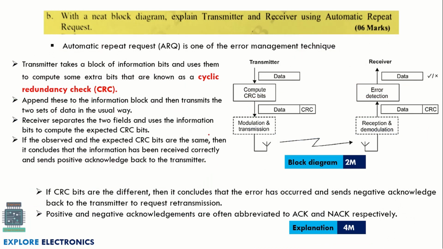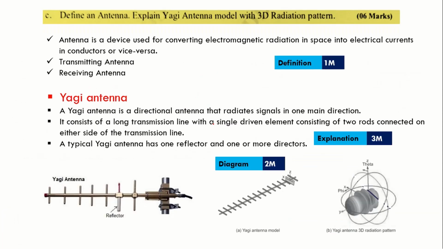Then with a neat block diagram, explain the transmitter and receiver of automatic repeat request, ARQ. This is the block diagram we have. One side a transmitter and sending the data to the receiver. Receiver is receiving the data, where we are going to use CRC bits, error detection and corrections and all. Here you need to explain how that CRC is going to behave, what is the use of ARQ and all.